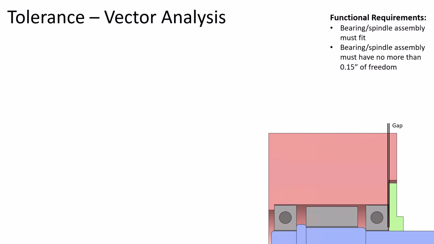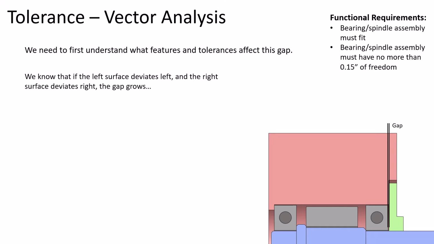So we know that the gap is what we're interested in. We first need to understand what features and tolerances are going to affect this gap. It will change depending on the features and their stackups. So we know that if the left surface deviates left, and the right surface deviates right, the gap will grow.